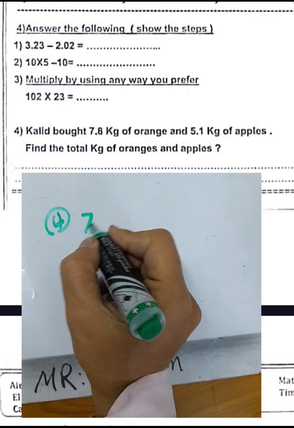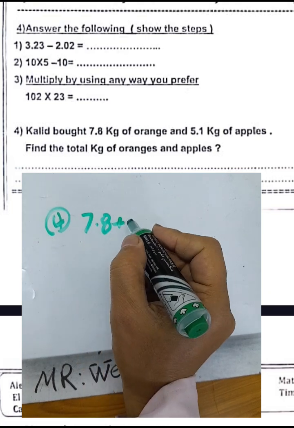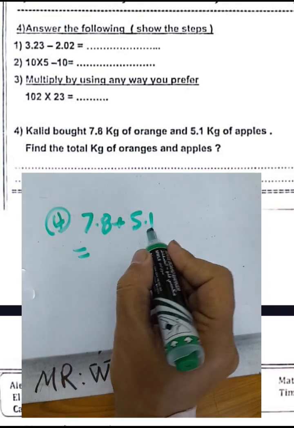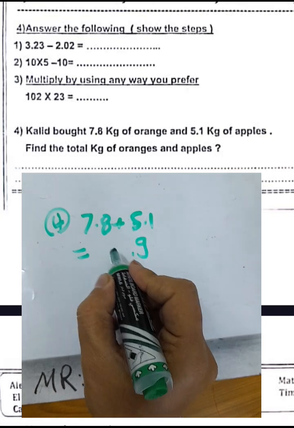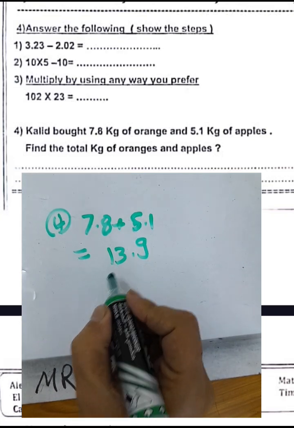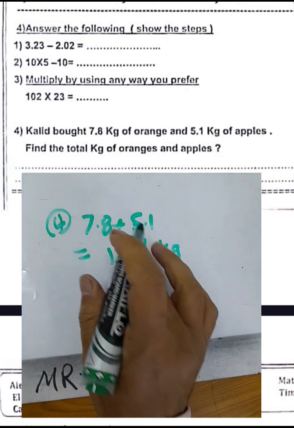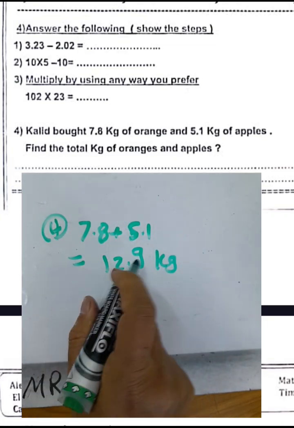7.8 plus 5.1. 8 plus 1 equals 9. 5 plus 7 equals 12. The result will be 12.9 kilograms.